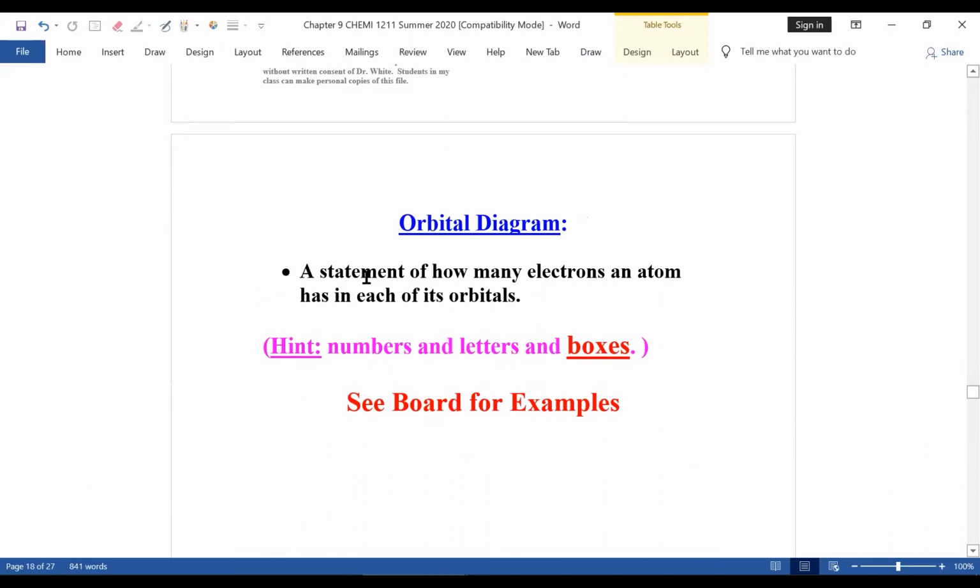Now, there's something called an orbital diagram, and this shows where the electrons are in each of its orbitals, using numbers, letters, and boxes. See the board, for example. Guess what? I'm turning the switch off for orbital diagrams. It won't be on test number 2 or my final. We've got enough to cover, especially since we're online.